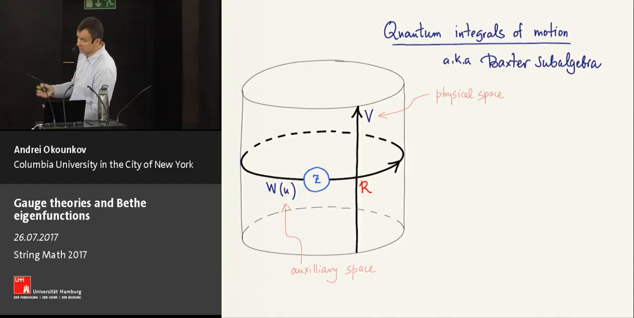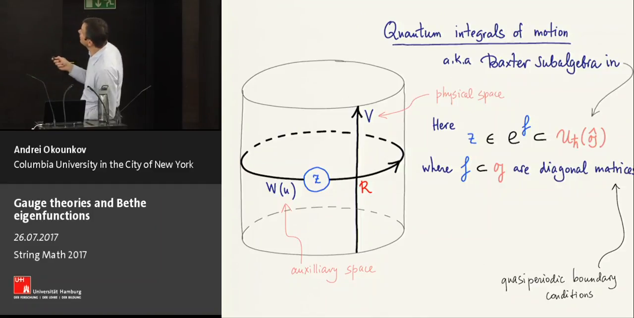This is a special case of the construction we just discussed. So if I have an operator in a tensor product and I take some matrix element in one of the spaces, I get an operator in the other space. Here I take the trace in auxiliary space after applying some operator Z. And so then I get an operator in V.